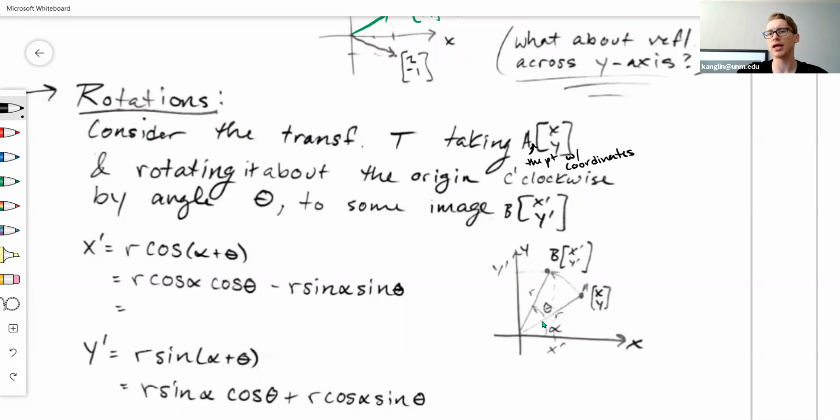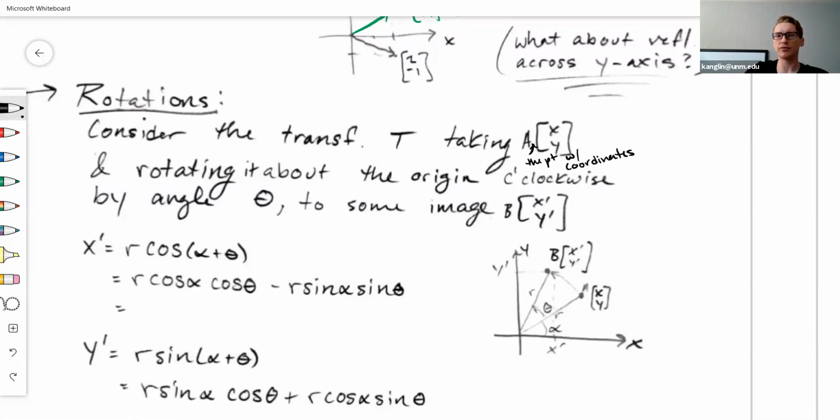So this original angle that this point sat at was alpha above the x-axis, and we wanted to rotate theta more from there. And let's call that original distance that x, y has from the origin r. Notice that'll be the same as the distance of the image under our transformation, since we're just rotating, we're not changing distance from the origin.